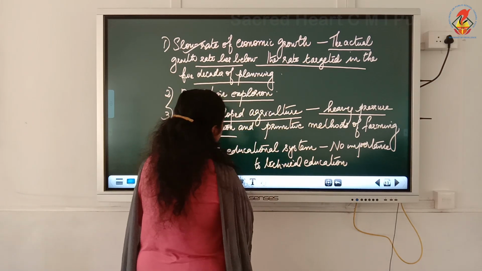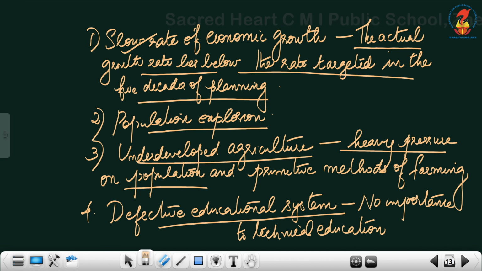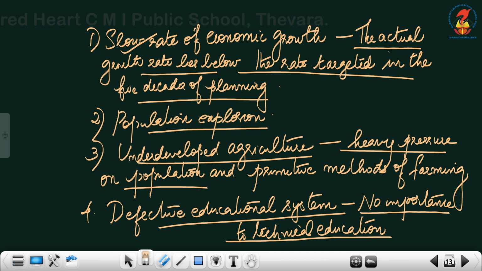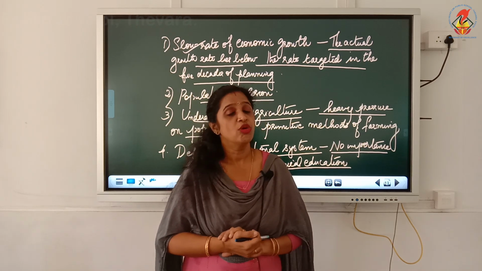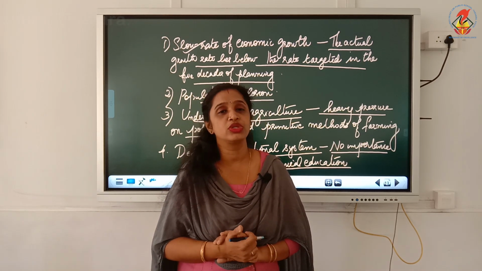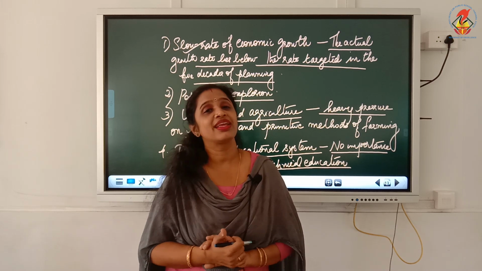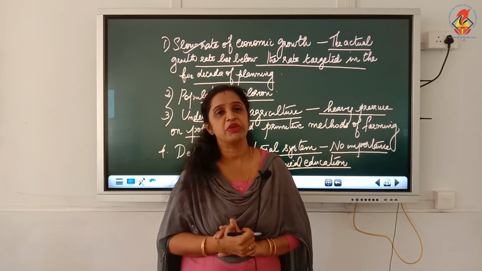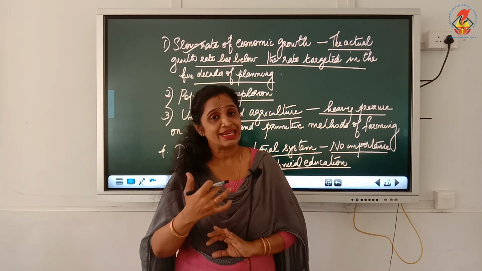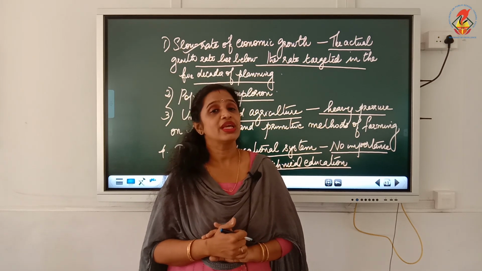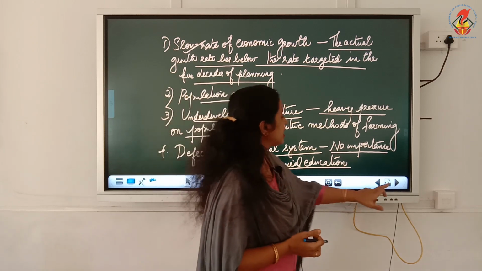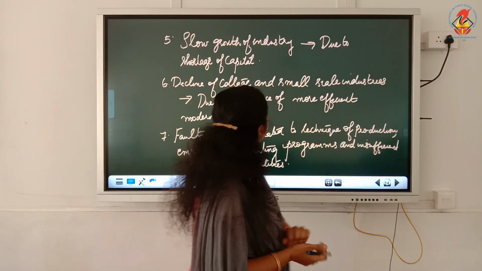Next is defective educational system. The point with regard to the defective education system is that no importance is given to technical education. In our country, especially in a developing country like India, more importance should be given to technical education. It can create more skilled people. Studies have proved that more importance should be given to technical education.